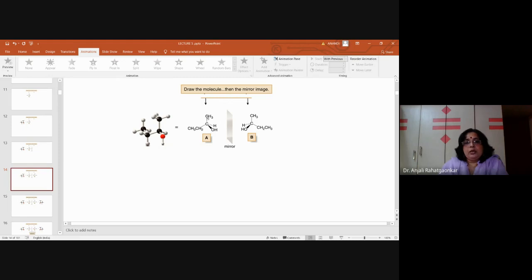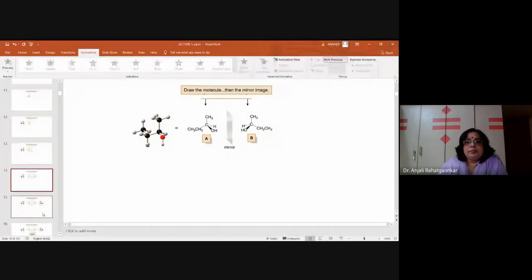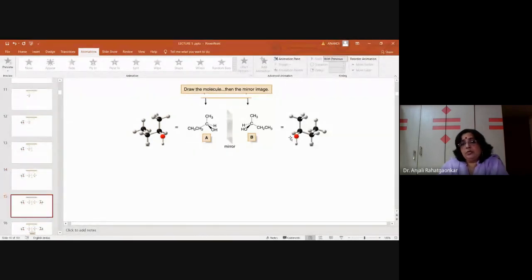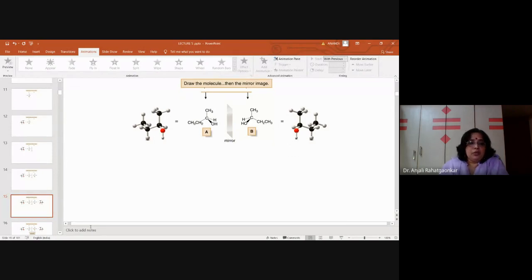So equatorial, the vertical will remain same. Okay, so this is the exact mirror image of each other. The dash will be like this and wedge will be like this. Okay, wedge will remain wedge and the dash will remain dash. Okay, so this is the appearance of the mirror image of the 2-hydroxybutanol. Now this is of course the 3-dimensional structure of the mirror image of the butanol.